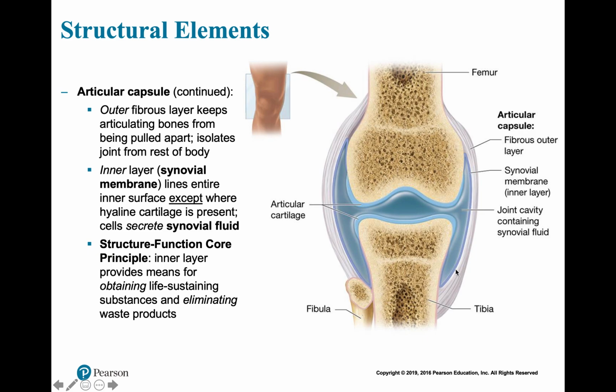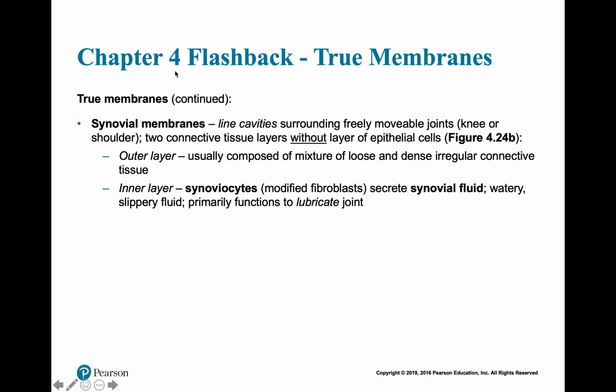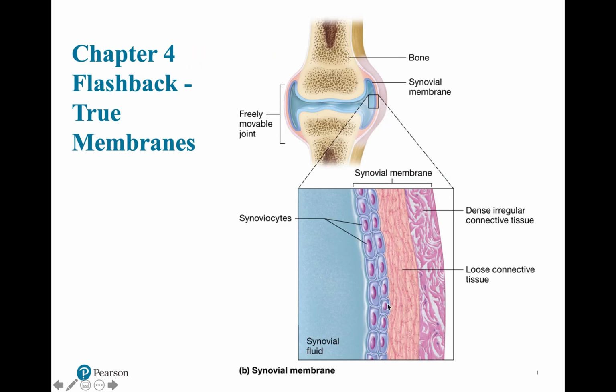The inner layer, this kind of purplish layer right along the inside of that white fibrous connective tissue, is the synovial membrane, and it's the inner layer of the articular capsule. If you remember, flashback to Chapter 4, we talked about true membranes. There's a synovial membrane. It lines the cavities surrounding freely movable joints, those synovial joints. This is a flashback to Chapter 4, so you could revisit your Chapter 4 notes to see these PowerPoint slides.